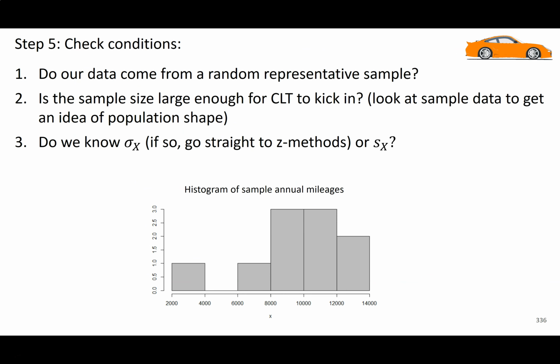So checking conditions. We did this already, but I'm going to run through them. Do our data come from a random representative sample? Yes. 10 is kind of a small sample, but we did take a random sample of 10. Is the sample size large enough for the central limit theorem to kick in? It's roughly normal in the sample, but we also were told that the population is normal, so a sample of 10 is big enough. And then, do we know sigma? No. But we do have the standard deviation of the sample.